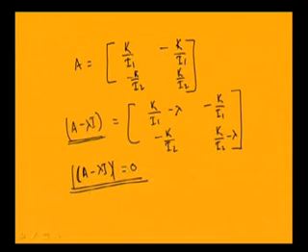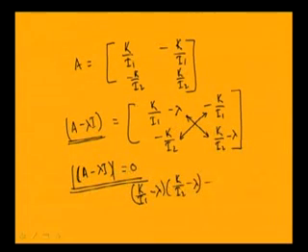By finding the determinant of A minus lambda I equal to 0, this equation becomes K by I1 minus lambda into K by I2 minus lambda, minus this into this. In this way you find the determinant of A minus lambda I. So you will get the equation K by I1 minus lambda into K by I2 minus lambda minus (K by I1 into K by I2).